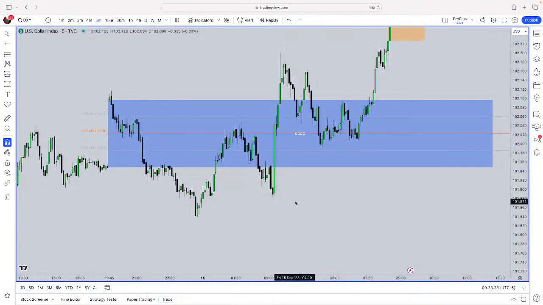There we go. So look how price plays around the midpoint of the daily opening gap there. Look how it respects the 75% or the 25% as well. Look at that there. Consolidates there, reacts nicely.